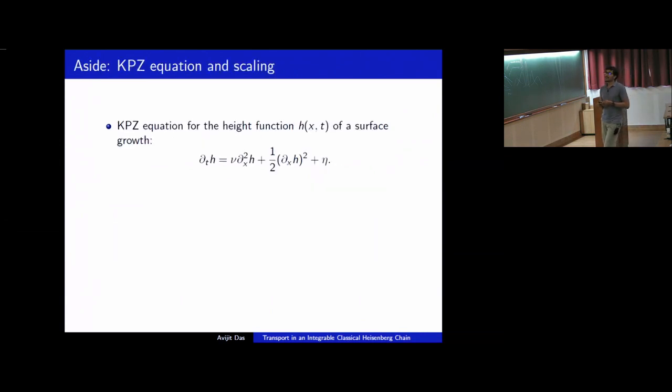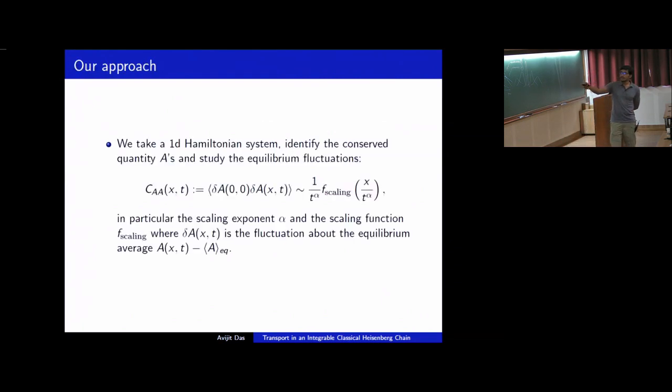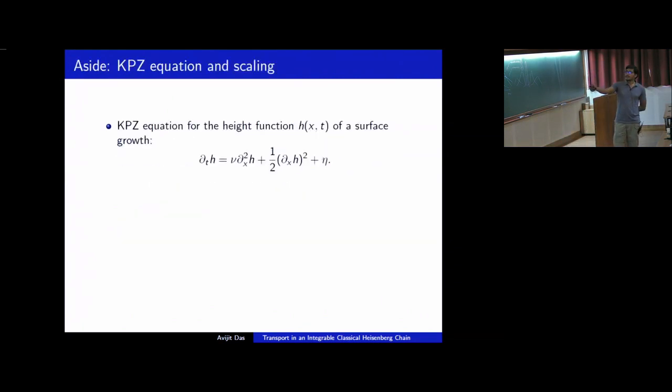Okay. One aside is the KPZ equation and scaling. The KPZ equation is a very interesting equation. We have some snowfall on some landscape. Okay, snowfall, and you can ask how this surface grows, how does this fluctuation grow. That is governed by this equation. You can see it almost looks like a diffusion equation, right? Del t and del x squared. But there is some nonlinear term, there is some noise term. We could go into details, but we do not have time.